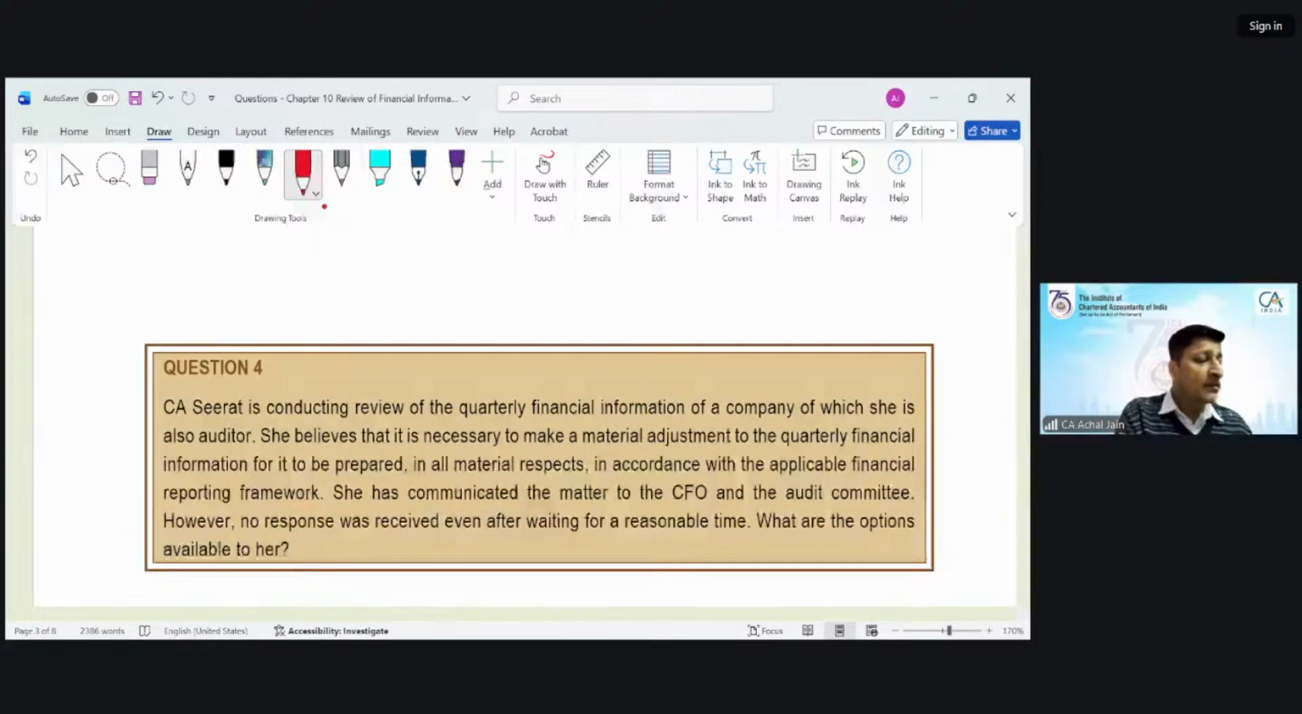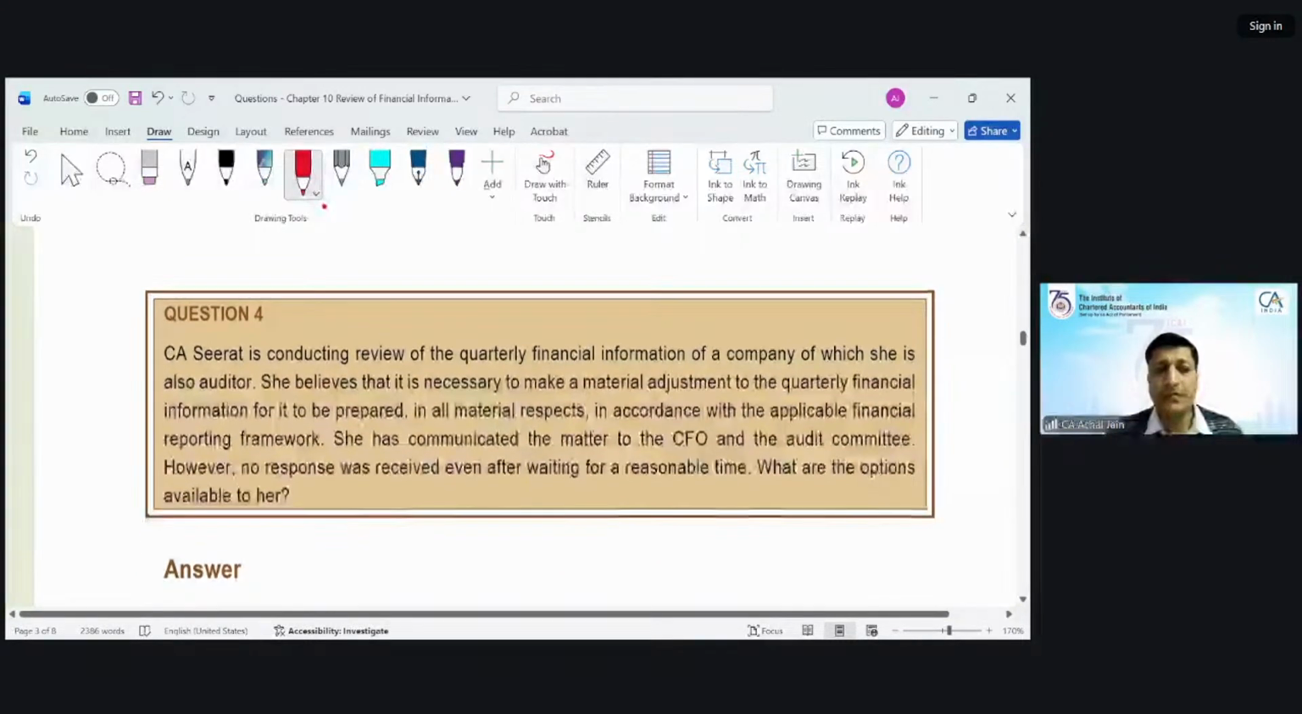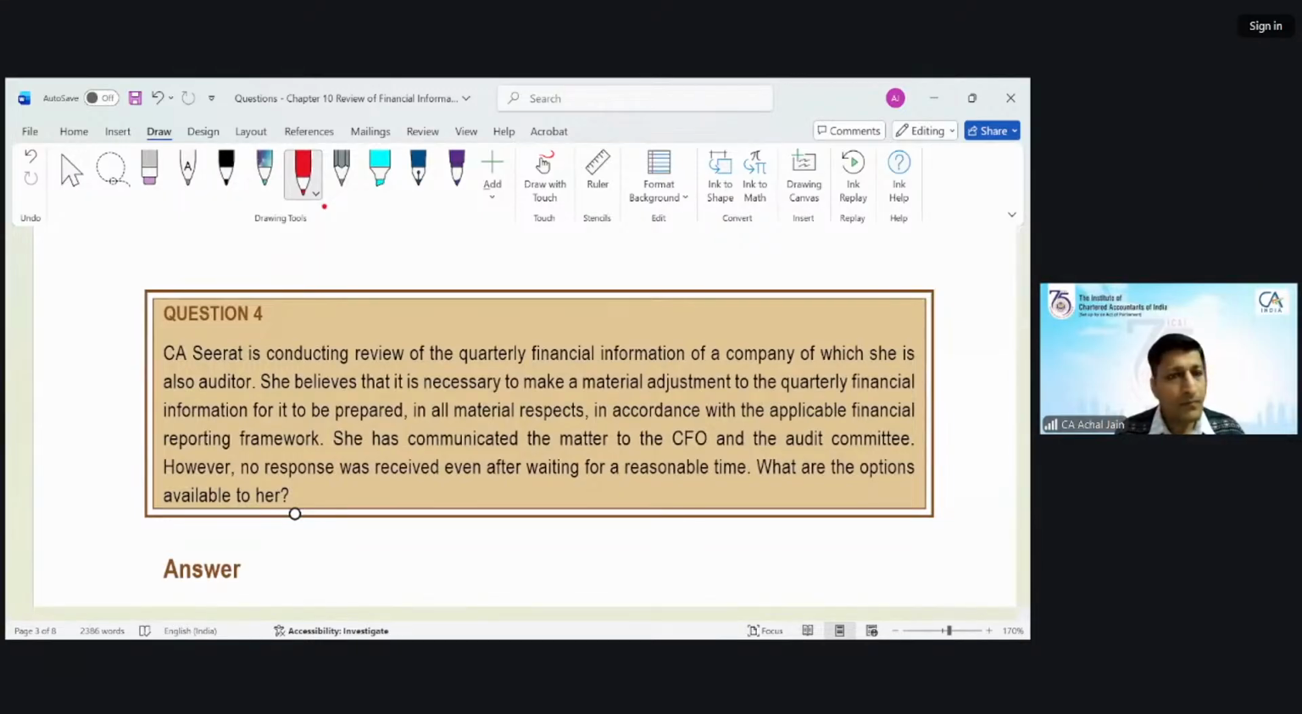I think again it's quite straightforward. This is SRE 2410, the review of interim financial information performed by the independent auditor of the entity. Here, she is already the statutory auditor and the interim auditor. First, she has to consider whether the report can be modified, because management is not ready to make these changes, even after waiting a reasonable time. They are not coming back. Definitely she can modify the report, qualify it, and try to withdraw from the engagement. Otherwise, she can resign from the existing engagement as well.